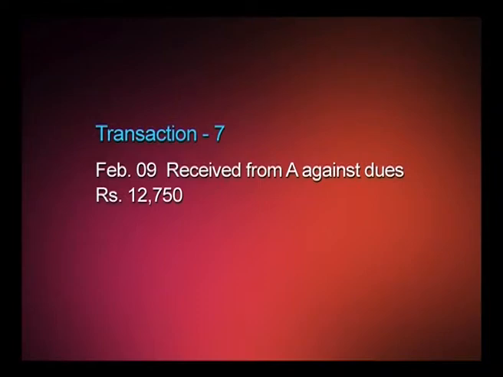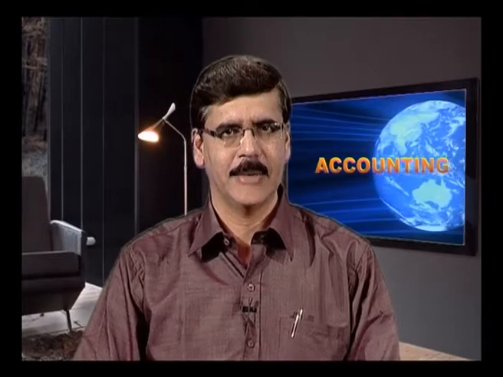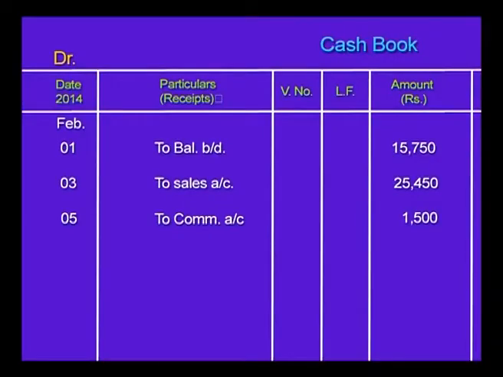Let us talk about our next transaction. February 9, received from A against dues rupees 12,750. Now, this is a receipt clearly mentioned. So, let us move to receipt side, the debit side. On the debit side, see this entry, 9th of February is mentioned in date column, particulars column mentioned to A account because you are receiving it from A, and then amount of 12,750 is mentioned in the amount column.